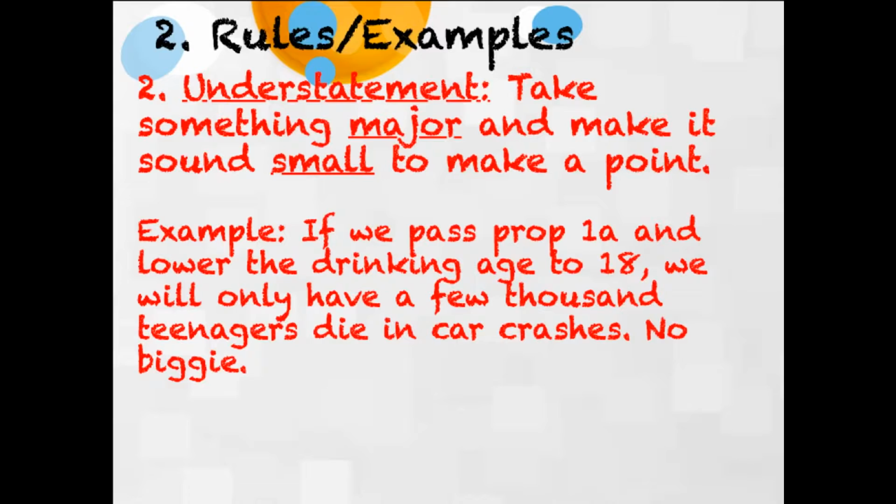And now to understatement. Understatement is when you take something major and you make it sound small to make a point. So it's the opposite of overstatement. Here's an example for you. Let's say Prop 1A is to lower the drinking age to 18 instead of 21. Here's an example of me using understatement to prove that that's not a good idea.